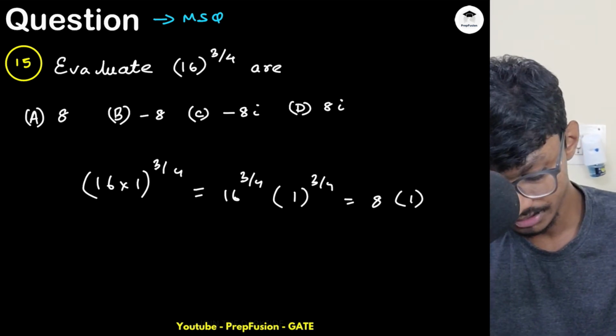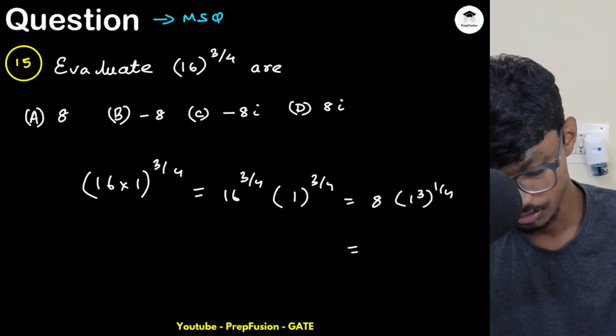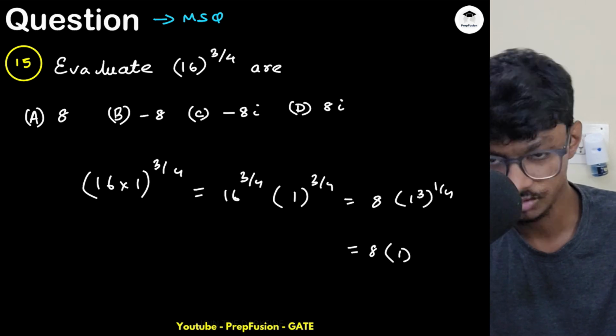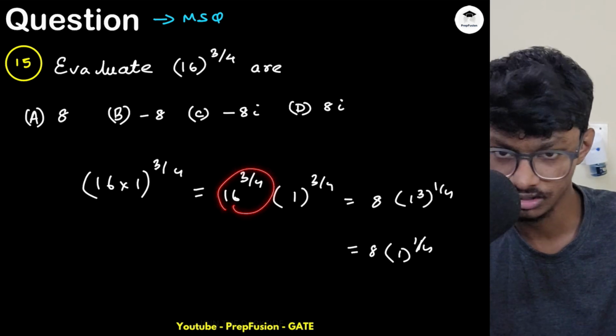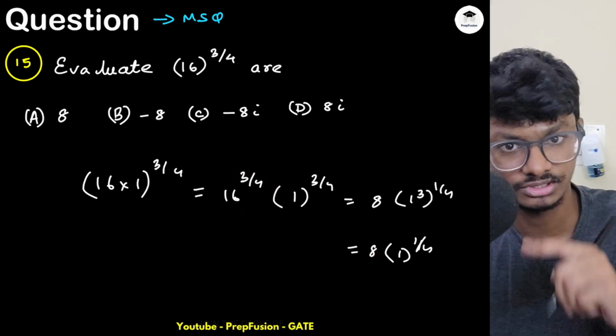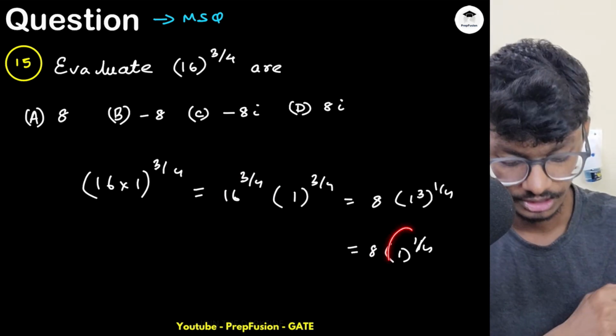Now what I'll do, I will first cube this, then I will do 1 by 4. So this will be 8 raised to power 1 by 4, because 1 cube is 1 itself. I know the simplest term, that is 8. One of the solutions will be 8, confirm. But what will be the other solutions? I will find out from here.